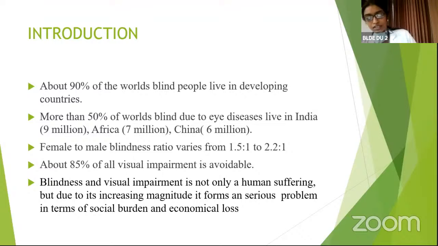Coming to the introduction, about 90% of the world's blind people live in developing countries, and more than 50% of the world's blind due to eye diseases live in India when you compare with Africa and China. The female to male blindness ratio varies from 1.5 to 1 to 2.2 to 1, and about 85% of all visual impairment is avoidable. Blindness and visual impairment is not only a human suffering, but due to its increasing magnitude, it forms a serious problem in terms of social burden and economic loss.